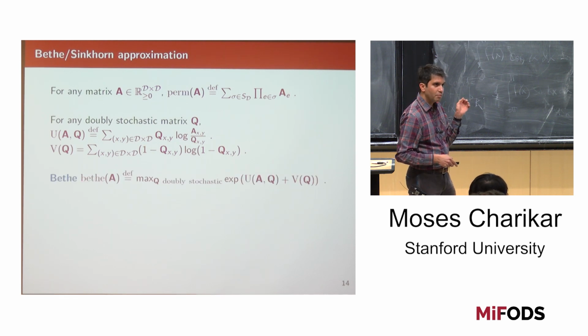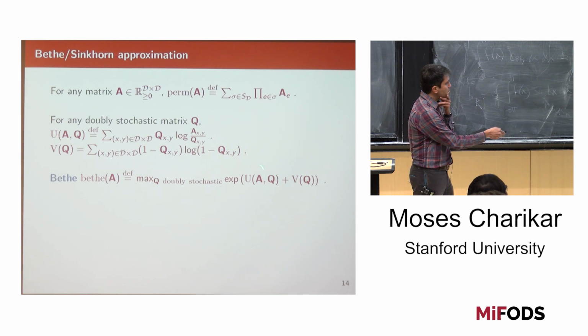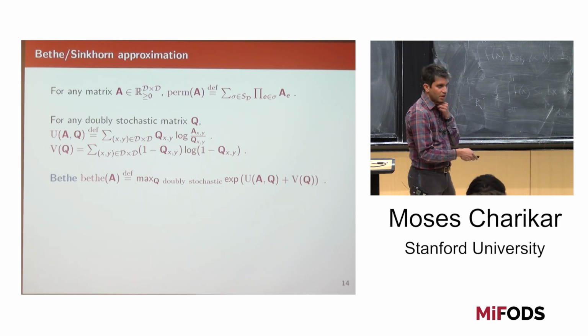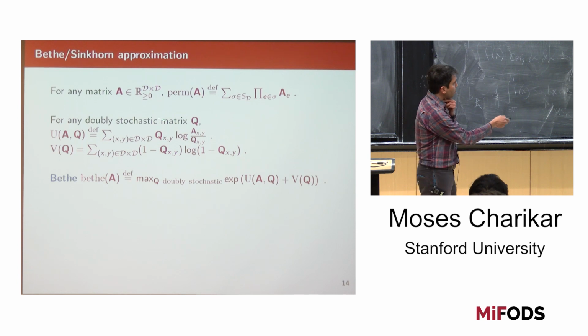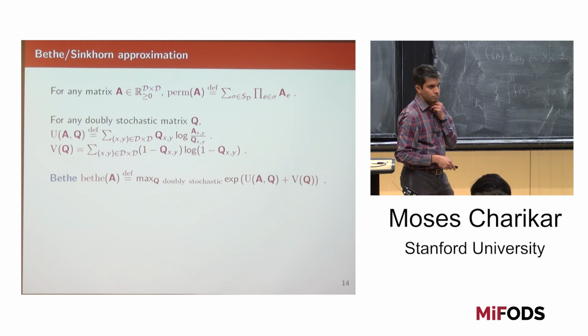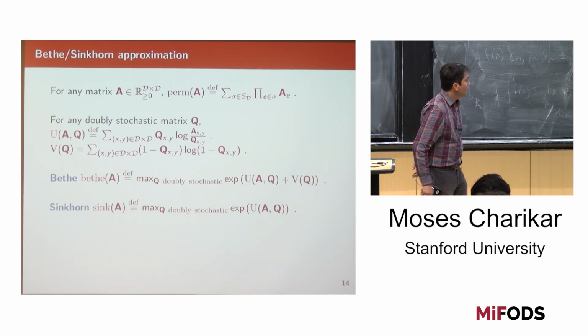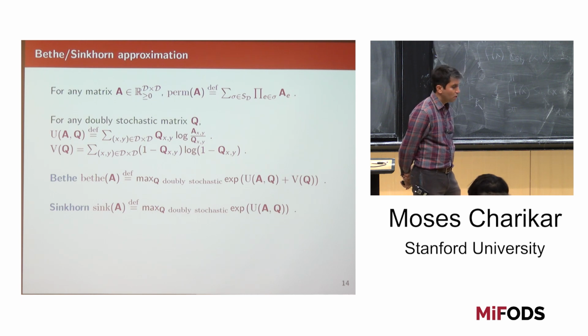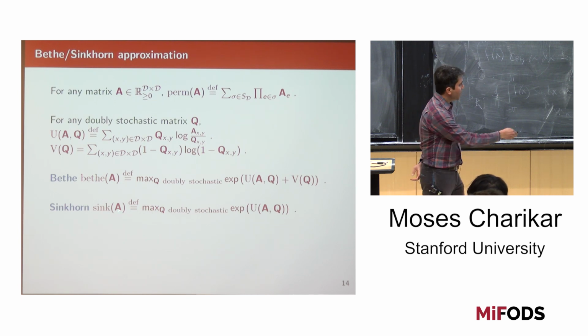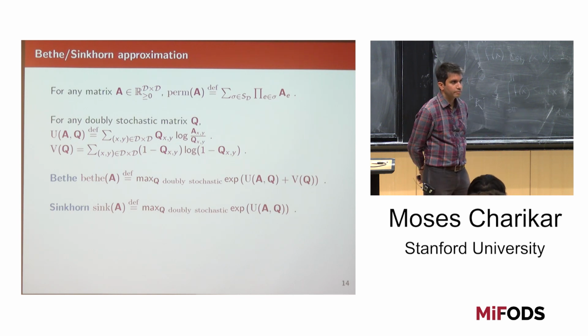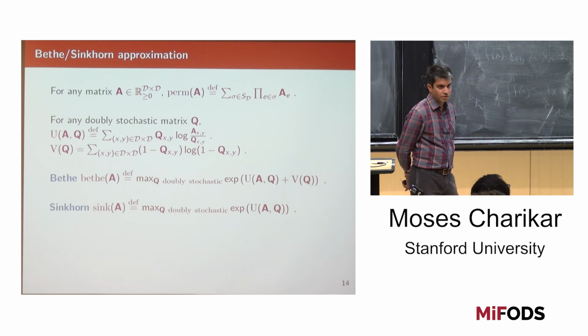Now, the Bethe approximation is just the maximum over all doubly stochastic matrices Q of exponential in U(A,Q) plus V(Q). Okay, so that's what the Bethe approximation is. The Sinkhorn approximation is the max over Q, doubly stochastic Q, of exponential in just the first term. Okay, so it doesn't have the second term, just the first term.